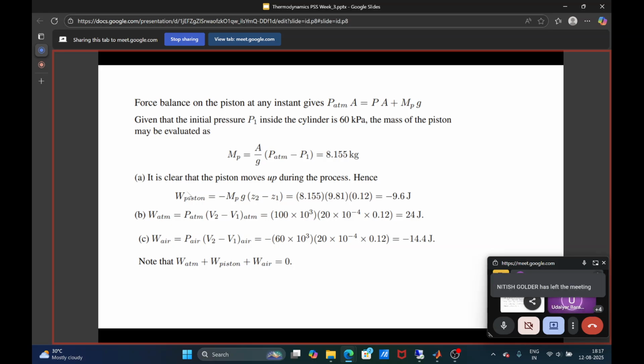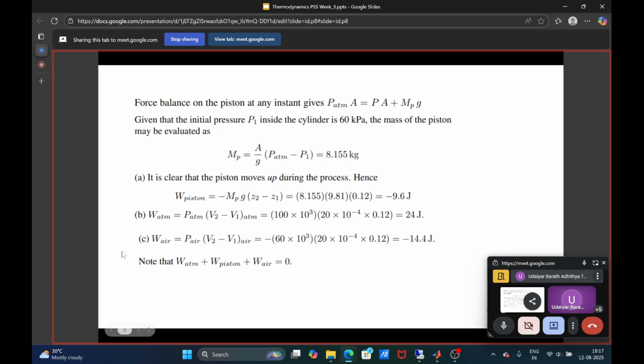Then the work done by the atmosphere. The work done by the atmosphere is the integral of P dV. The atmospheric pressure acting on the piston is constant, so the work done is P delta V, that is P atmosphere times (V2 minus V1). So you get 100 times 10 power 3, times the change in volume, which is area times the distance the piston moved, which is 12 centimeter. So you get 24 joules.